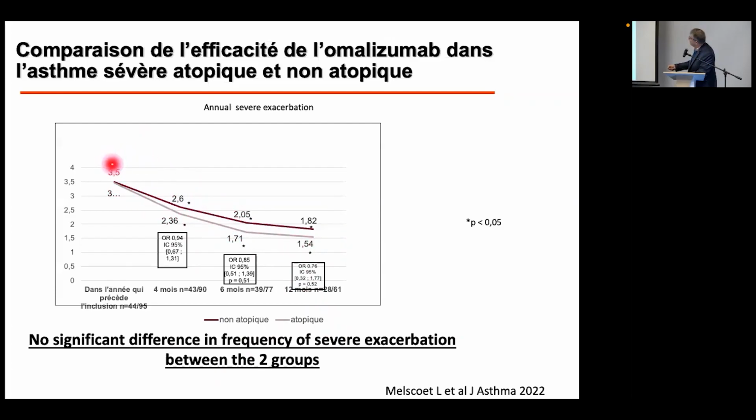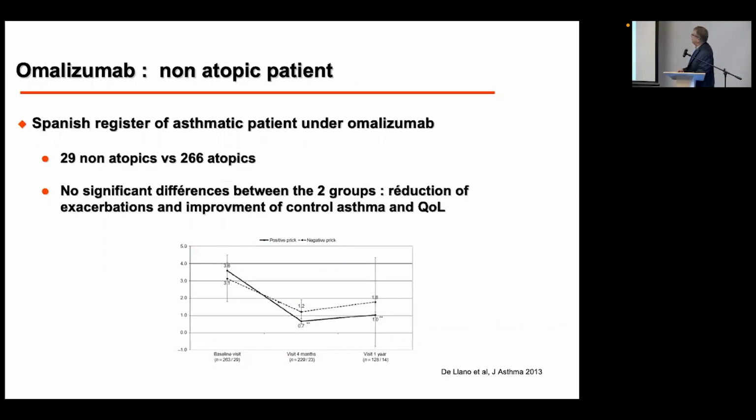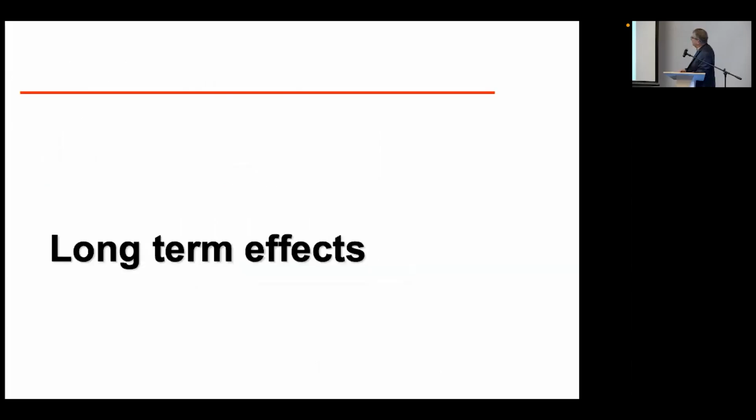You get the annual rate of exacerbation, and there was no significant difference. There was a significant decrease in each group, but no difference between non-atopic and atopic asthmatic patients. So omalizumab works on non-atopic asthmatic patients. There is also a paper from the Spanish Register of Asthmatic Patients, and they found the same: no significant difference between the 2 groups, atopic versus non-atopic, in reduction of exacerbation and improvement of asthma control and quality of life.